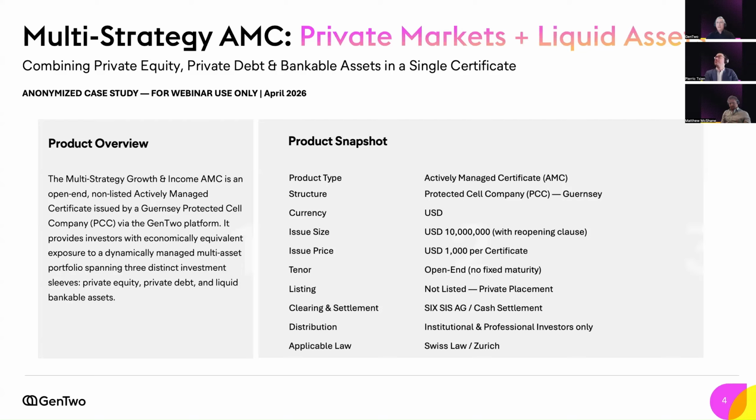So as was mentioned, we here have a kind of dummy product, let's call it, in order to present to you some of the intricacies and some of the characteristics of the typical AMC that we see come through our pipeline. What we've done here is we've tried to focus on what we call internally a hybrid AMC, which is an AMC featuring underlyings which are both liquid and private.